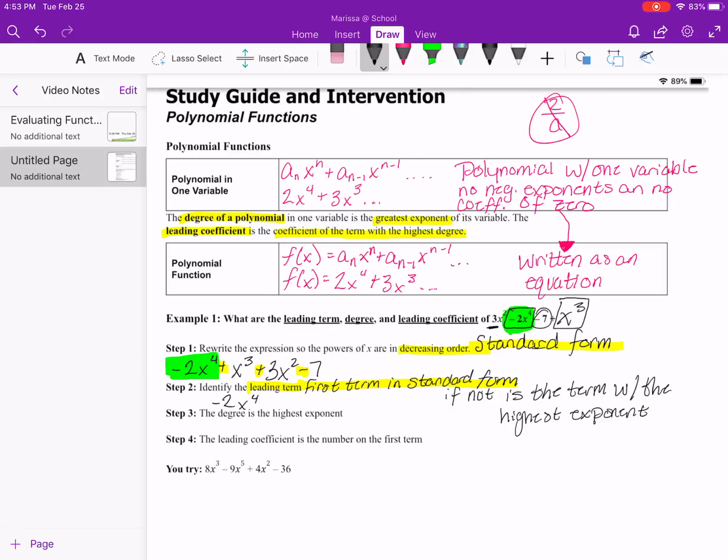Step 3, the degree. Your degree, as we mentioned before, up top here, the degree of a polynomial in one variable is the greatest exponent. So the degree is the highest exponent, which in this case is 4. It's the exponent even on the leading term. So if you want that note, it's the exponent on the leading term.